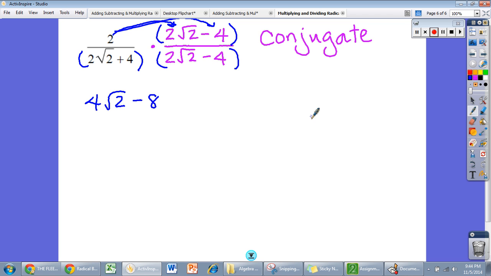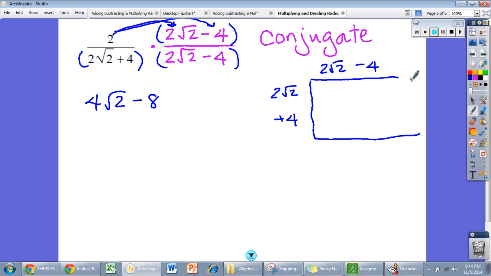Now for that box method. Over here we're going to do 2 square root of 2 plus 4, 2 square root of 2 minus 4. I think after I get this problem done, I have to call it quits. All right, here we go.